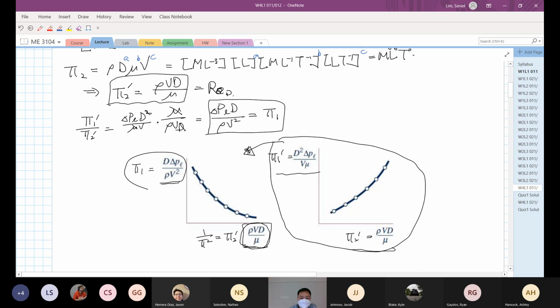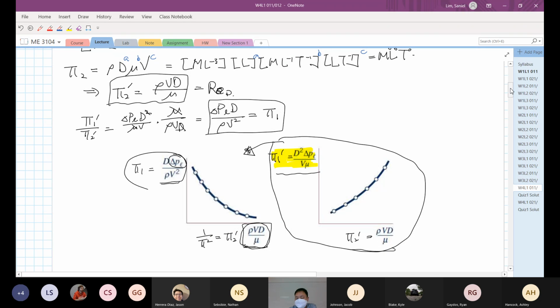One term has a pressure drop per unit length. Another term doesn't have it. So we know those are independent of each other. But if I choose a pi 1 prime here, is this independent? Yes, it is independent of pi 2 prime, but not independent of pi 1 and pi 2 prime. So it is a combination of these two pi terms.